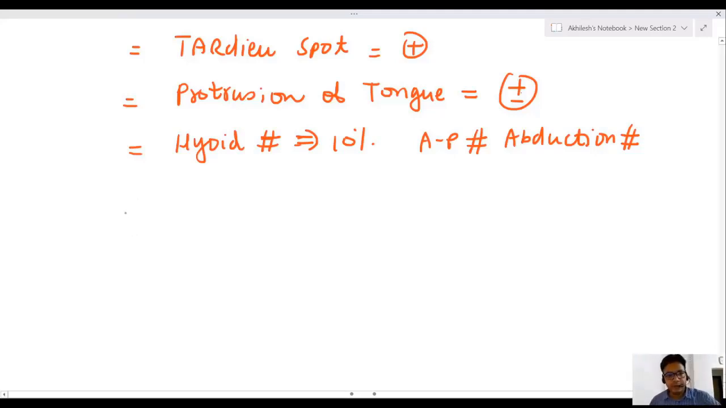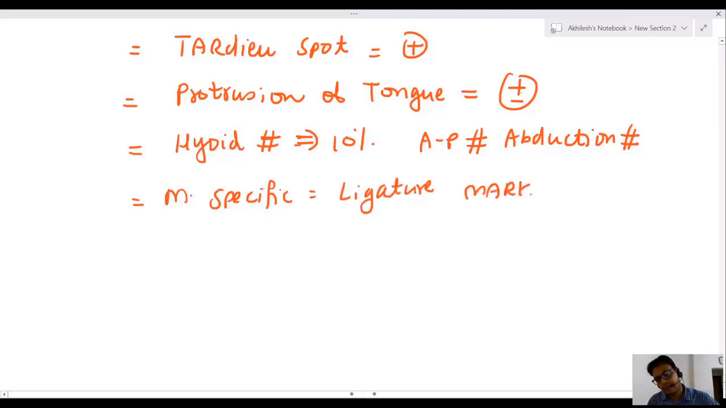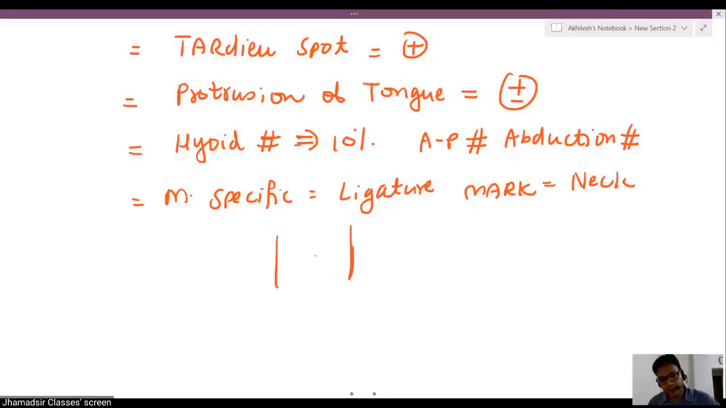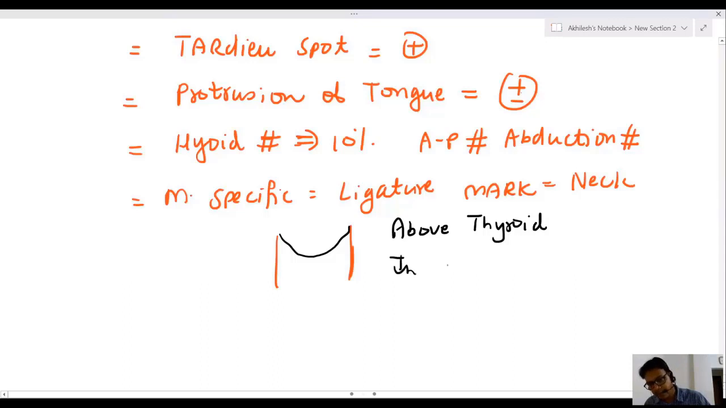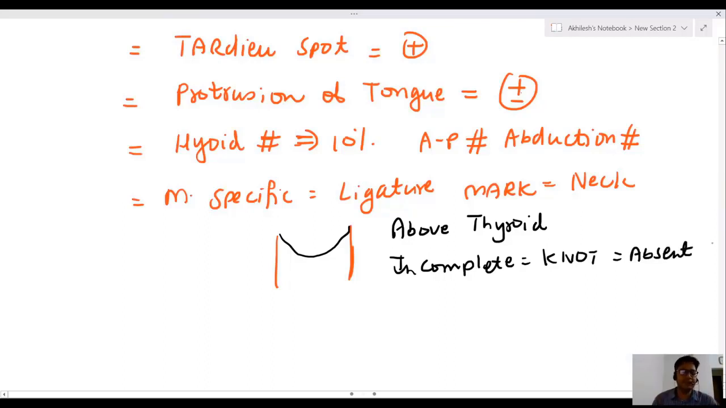Now, sir, the most specific finding of hanging that we have to see is the ligature mark on the neck. See, this is your neck. Whatever you are using, dupatta or whatever it is, generally the ligature mark is V-shaped, like this. It goes up, so this mark is above the thyroid. Generally this mark is incomplete. Why is it incomplete, sir? Because at the place of the knot, it is absent.